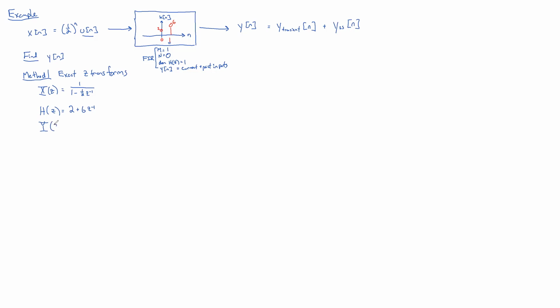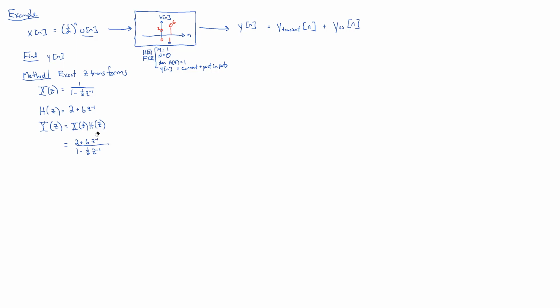And that means that our output is the product of these two. It's always the input times the system transfer function. Of course, this is only true in the frequency domain. y of n is not equal to the product of these two. It's equal to the convolution of these two in the time domain. But we can multiply these two to find the z-transform y of z. So this is what we would like to now inversely transform to find y of n.